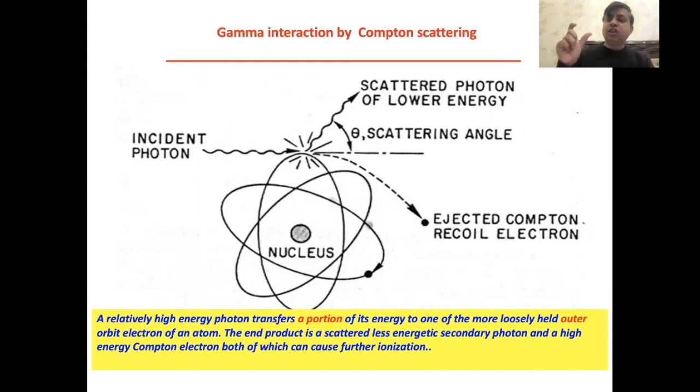Now, what does loosely bound mean here? It is typically an outer shell electron, so binding energy is not a major factor here. If binding energy is not a factor, it means that it is not directly dependent on the effective nuclear charge. So here the nature of the atom or molecule which constitutes a body part is not a matter of concern. Hence, when the gamma interaction is through Compton scattering, diagnosis is not a major function. It's simply the energy deposition and ionization.